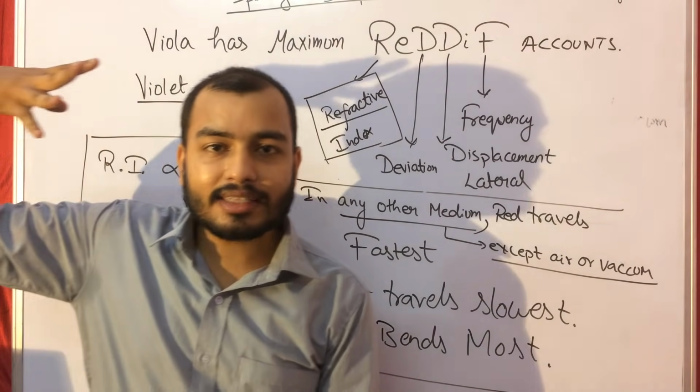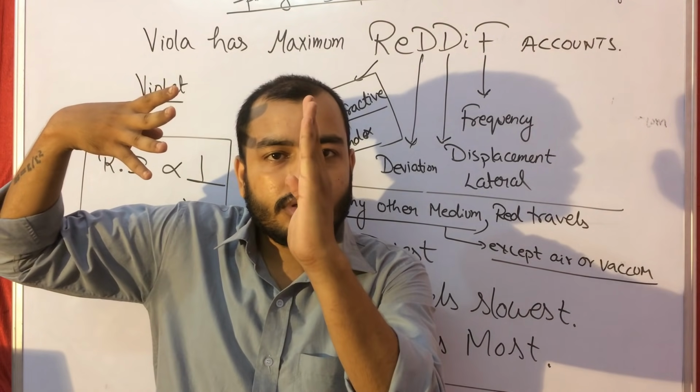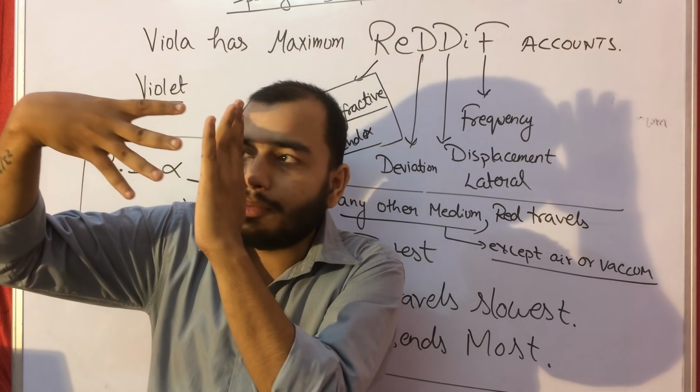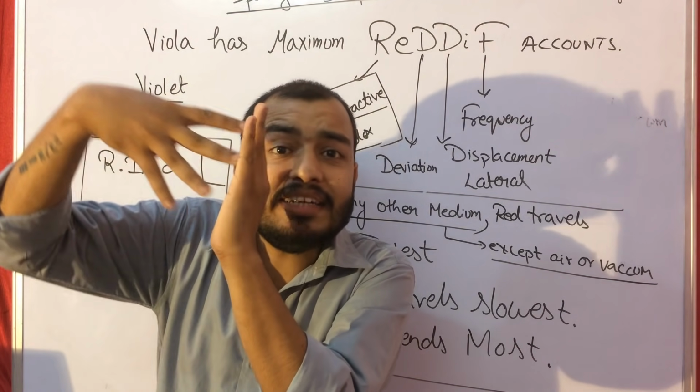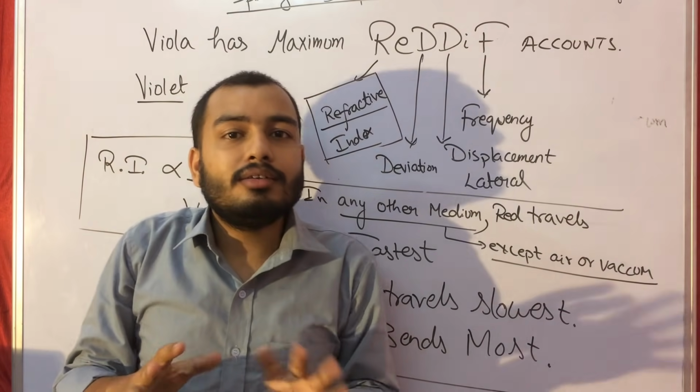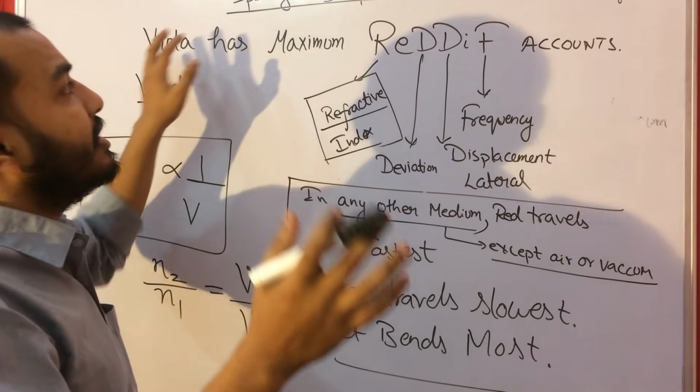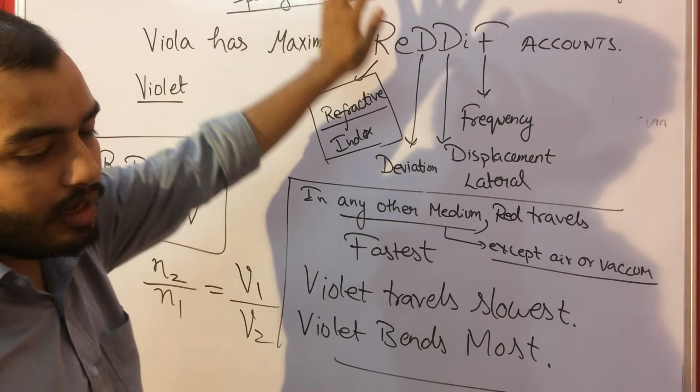Now suppose white light is coming like this, and here is a prism. Here is a medium which is not air. When these lights enter this medium, violet bends most and red doesn't bend that much. So there is a splitting, and that is called dispersion.